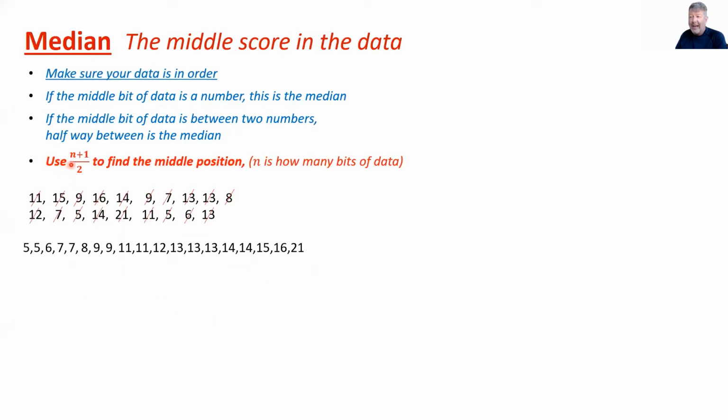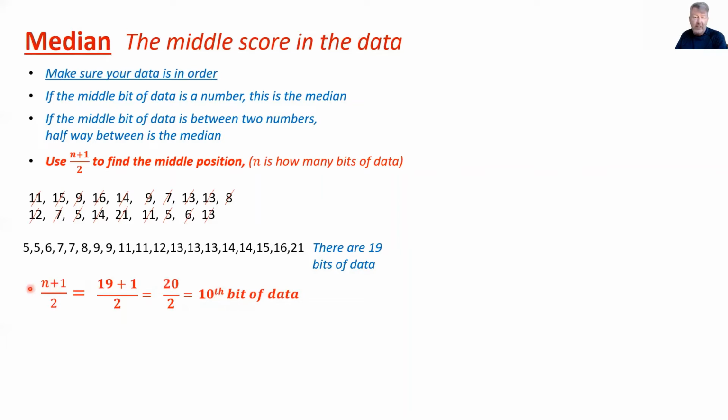Use (n + 1) / 2. Now, n is the number of bits of data. (n + 1) / 2 will find the position of the middle bit of data. So let's see how this works. Now we had 19 bits of data, still needs to be in order. So we'll write out (n + 1) / 2 down here. n is 19, so it becomes (19 + 1) / 2, which is 20 / 2, which is, now this is the important bit, the 10th bit of data. It's not 10, it's the 10th bit of data.